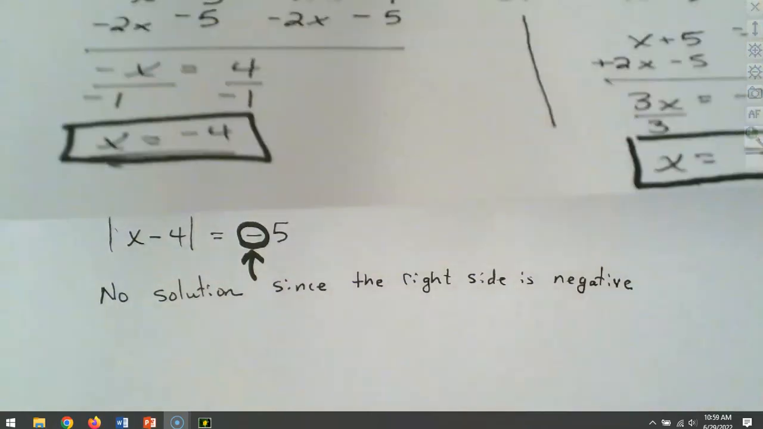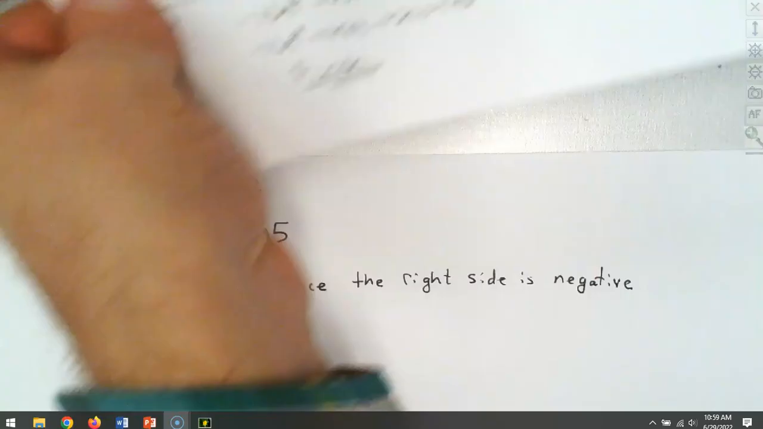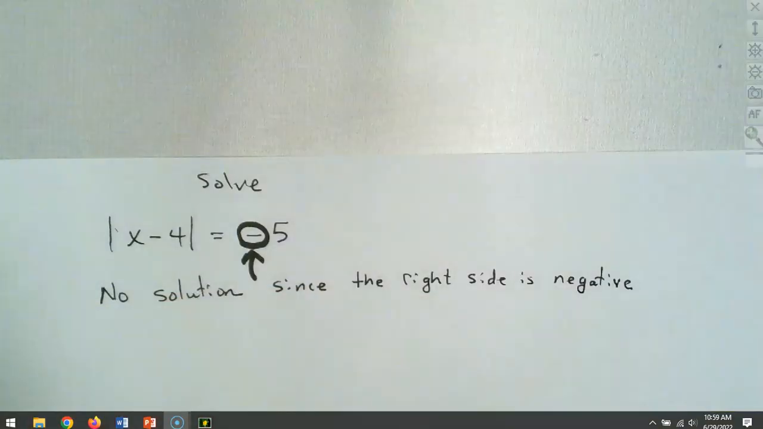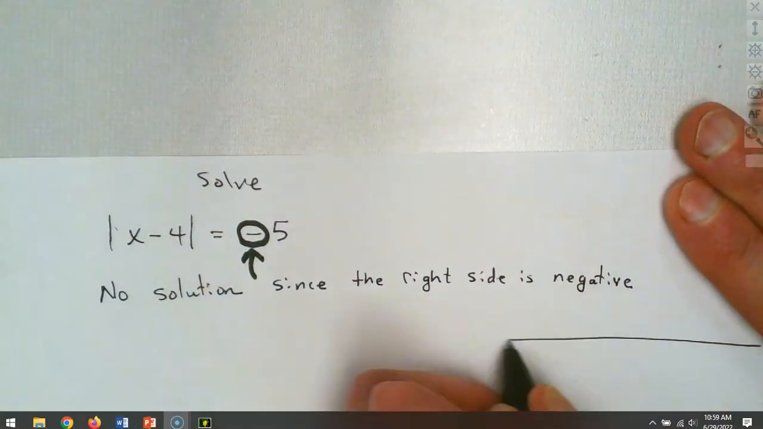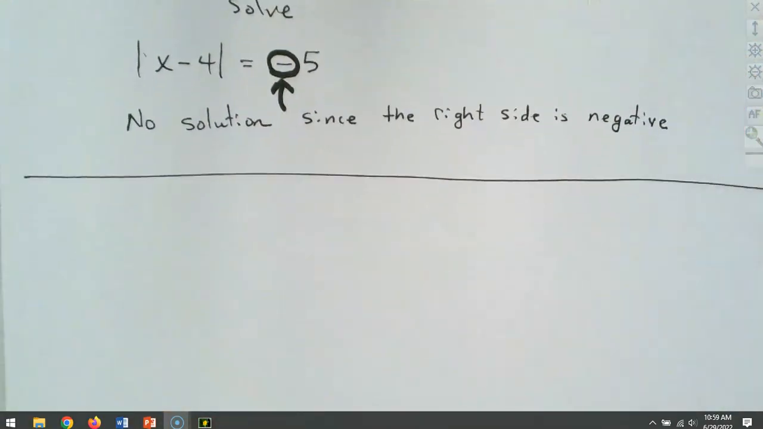Now let's move on and let's talk about inequalities. And these we're just going to have to graph them on a number line. So there's really not much difference on these either. And these won't take long to solve either. And they're actually pretty simple to do.